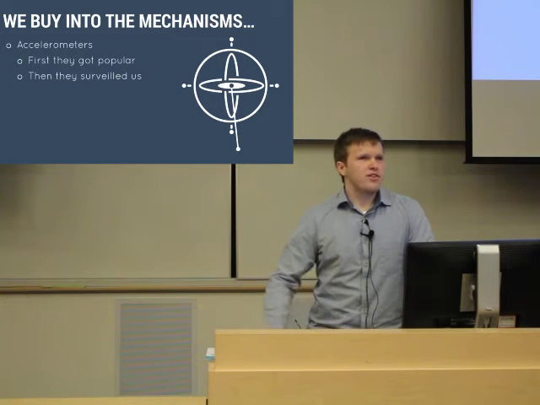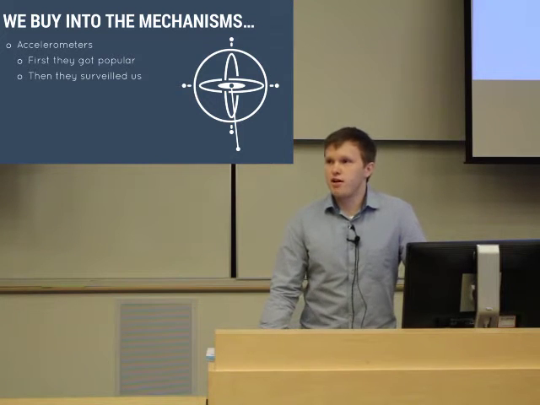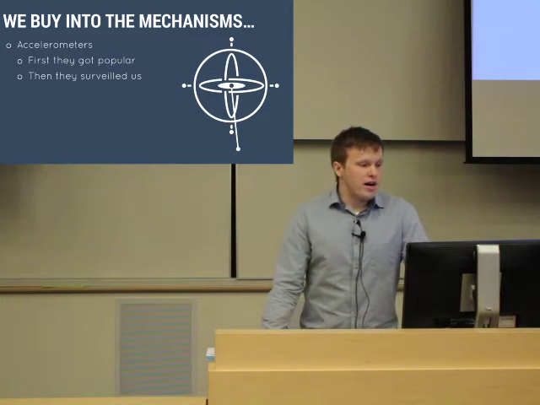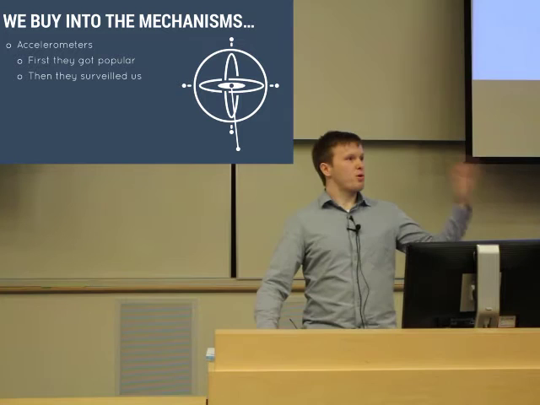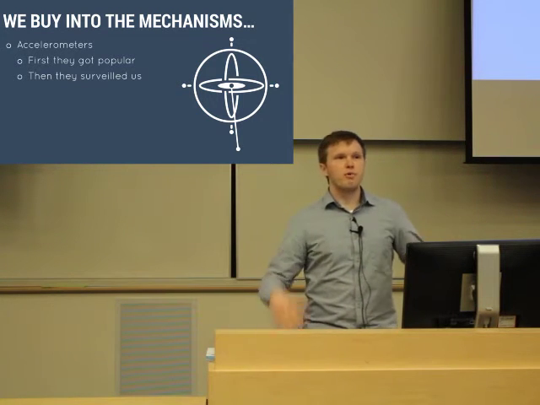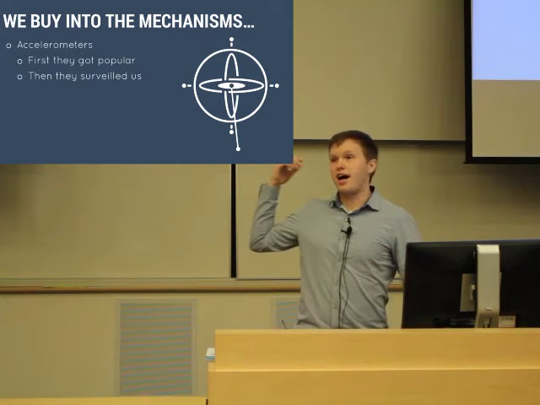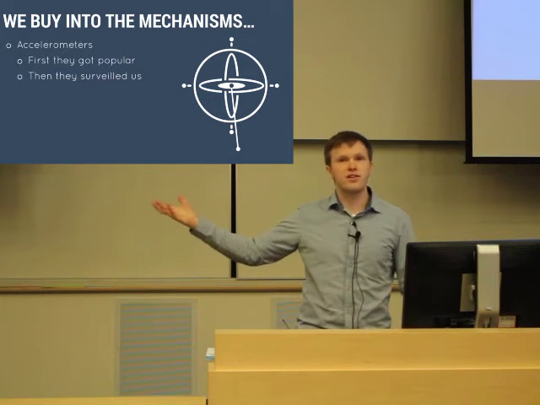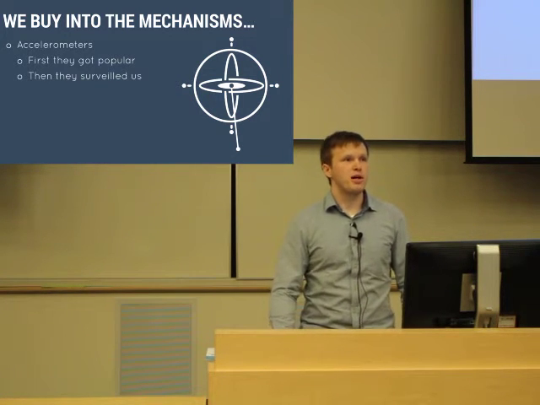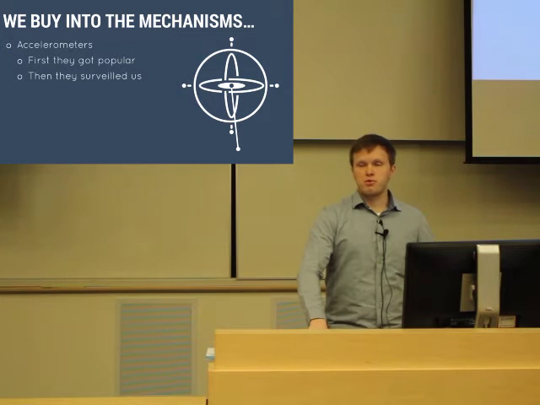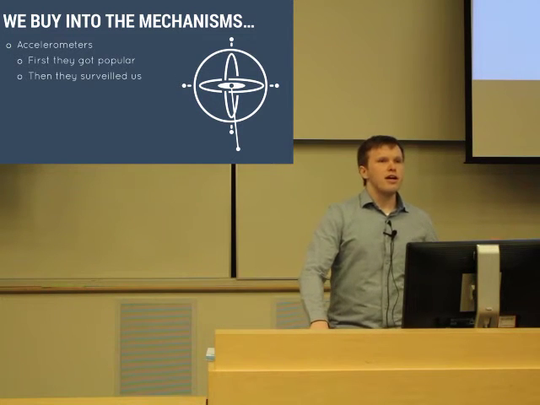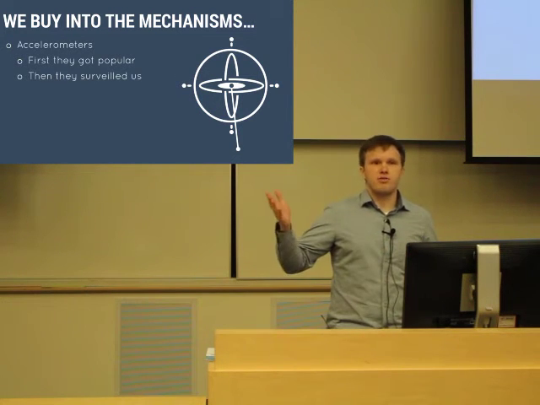But I don't want to make it seem like these just appeared out of nowhere, because often we buy into these mechanisms. Usually the story goes like this. First, a protocol or a feature comes out, then we all adopt it, and then we learn that it either has been or could be used to surveil us. And accelerometers fit this story pretty well, because first accelerometers were introduced in the iPhone, I think, and then now we expect an accelerometer to be in any phone that we buy, really.